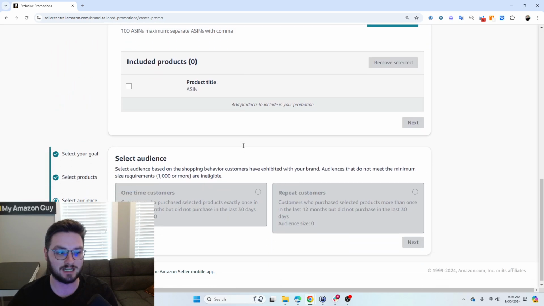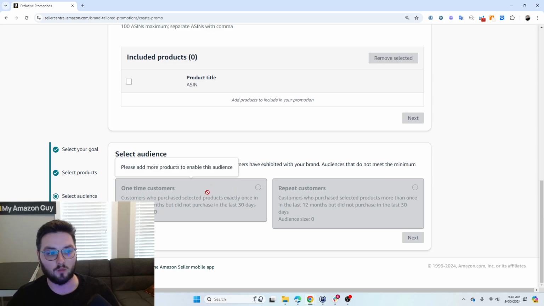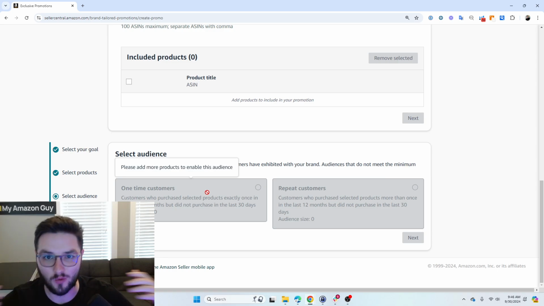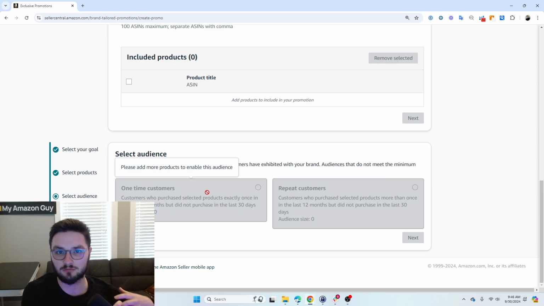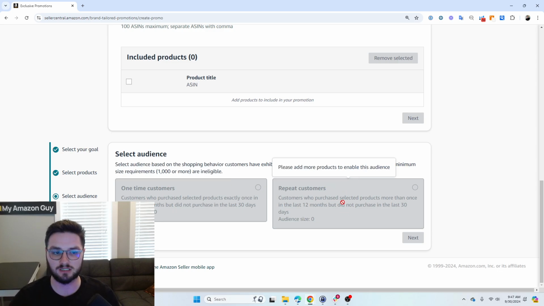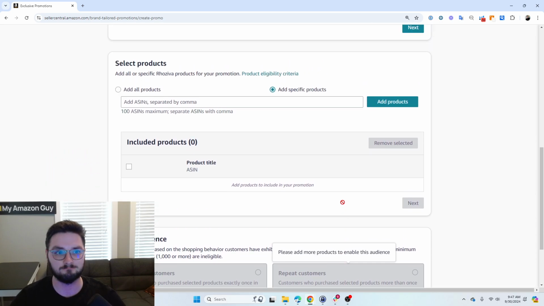However, if we go to ad specifics, we have some new ones. We have one-time customers. So it's customers who purchased selected products exactly once in the last 12 months, but did not purchase in the last 30 days. That means there is a person who has bought from you one single time. We are going to try and retain that type of person because this is a really, really good segment, in my opinion, for getting some people re-engaged with the brand. It's kind of interesting this is under retention and not re-engagement, but that's just me. And then we also have our repeat customers, which is fairly common.